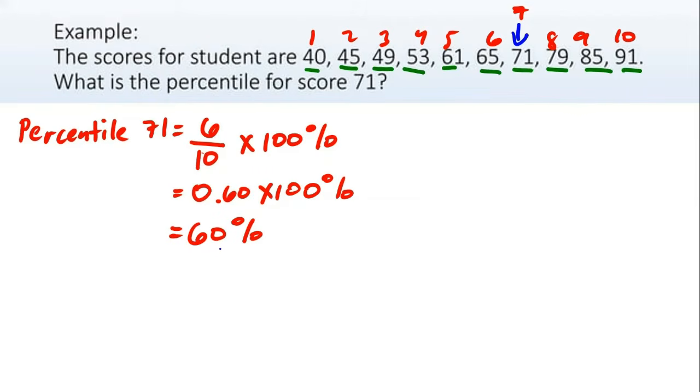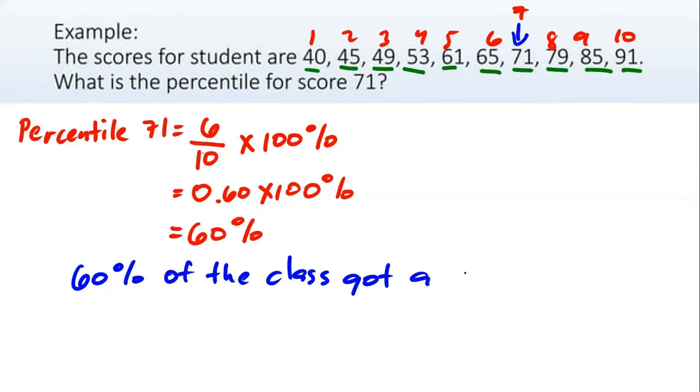Ano bang ibig sabihin nitong 60%? It just means that 60% of the class got a score of below 71. So 60% mismo ng klase ay nakakuha ng mas mababa sa 71. Yun yung ibig sabihin ng percentile natin.